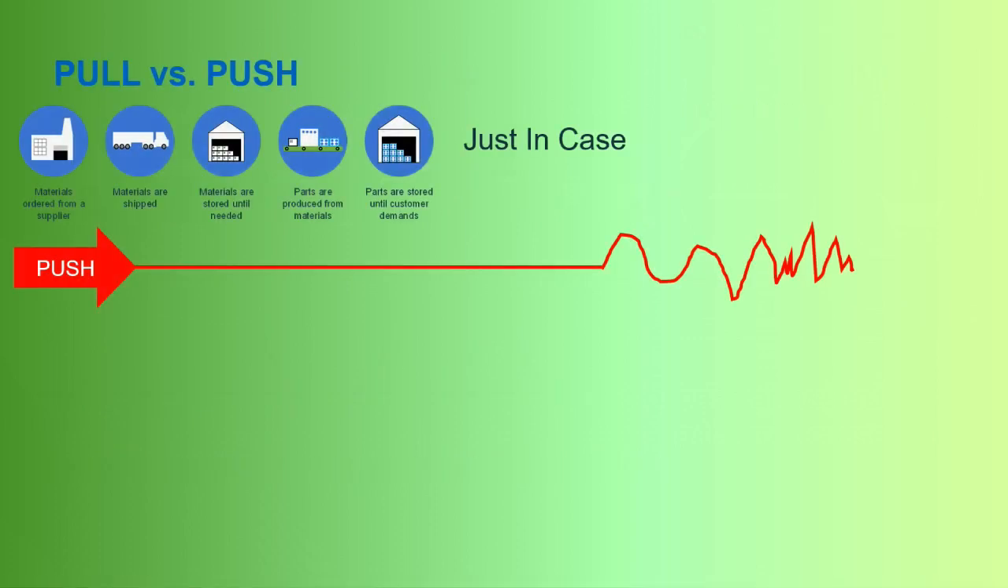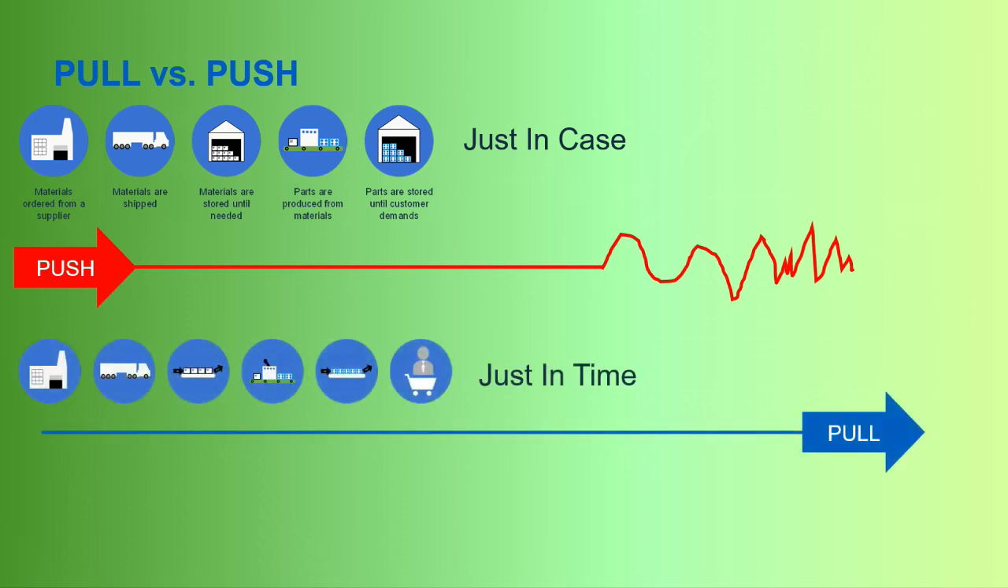Remember, in a push system, we are making parts just in case we need them. The work manages us because we have to react to events. When we use a pull system, we make parts just in time. We are controlling the work rather than reacting to it. Instead of the work managing us, we manage the work. Now that makes a lot of sense.